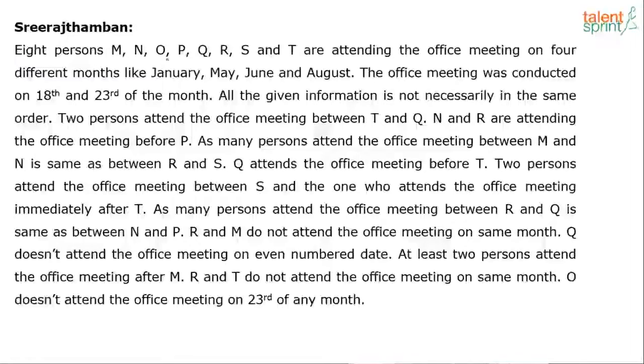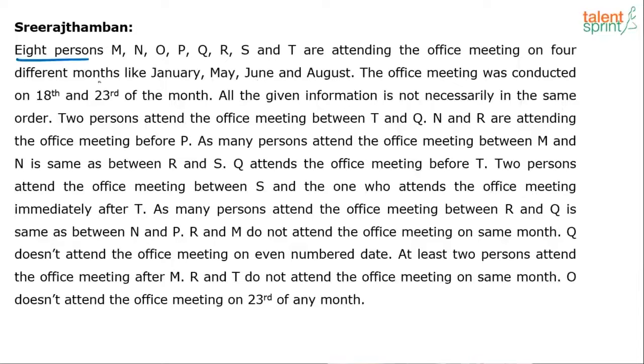8 persons M, N, O, P, Q, R, S, T are attending the office meeting on 4 different months like Jan, May, June and August. The office meeting was conducted on 18th and 23rd of the month. So if you understand, there are 8 persons M, N, O, P, Q, R, S, T.